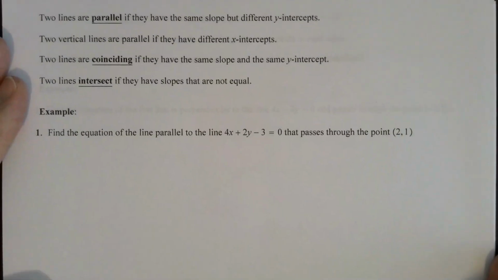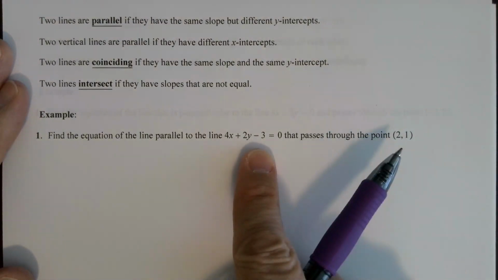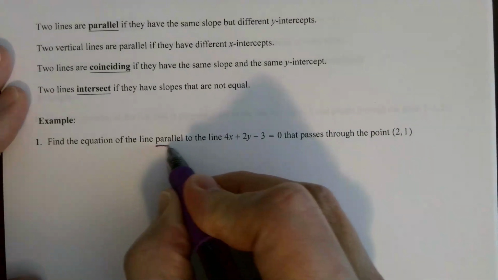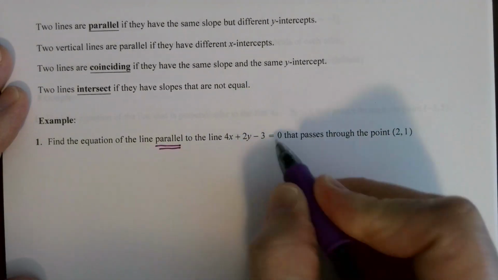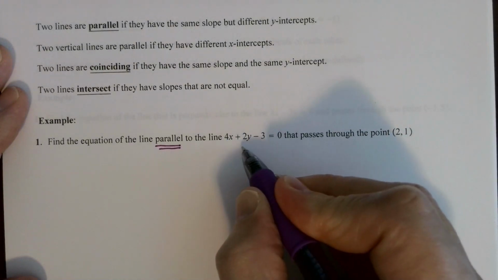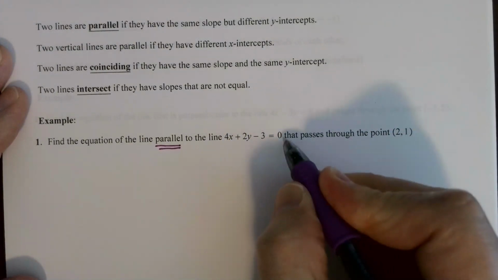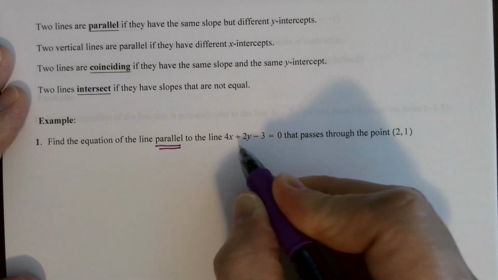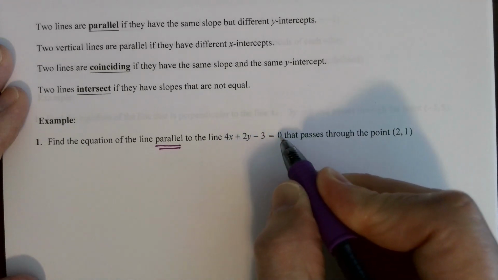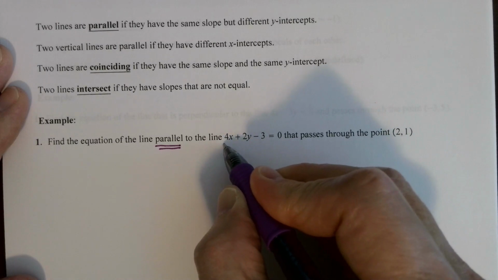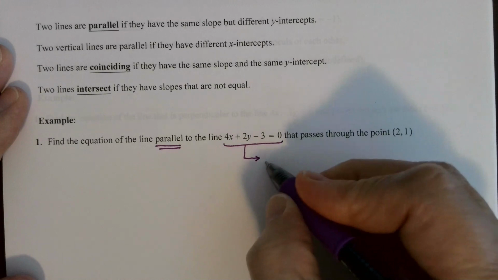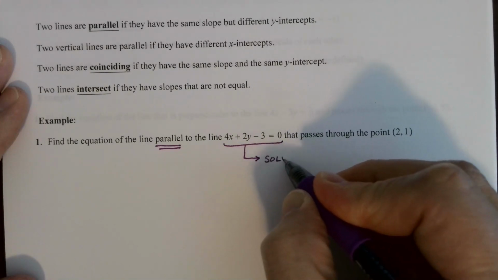So let's find the equation of the line parallel to this line that passes through this point. Well, if we're parallel to this line here, then the slope of our line is the same as the slope of this line. What is the slope of this line? Is it 4? Well, no, this is not in slope-intercept form. I can't tell what the slope is until I put it in slope-intercept form. How do I do that? I have to solve for y.